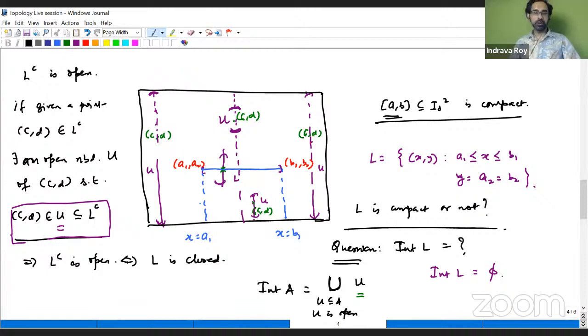So, what do we know about closed subsets of a compact? Yes, a closed subset of a compact is compact. Right. So, this means that L is compact. So, the answer is yes.